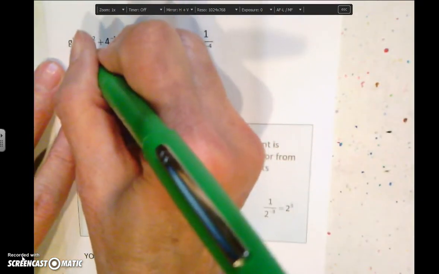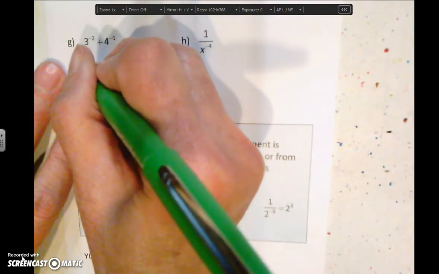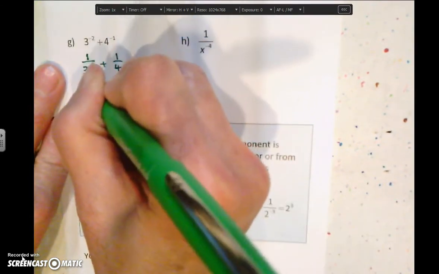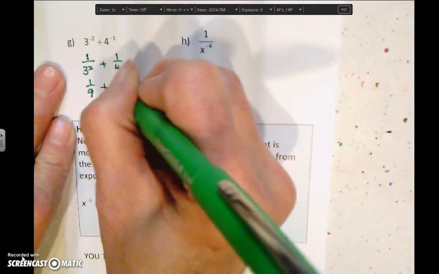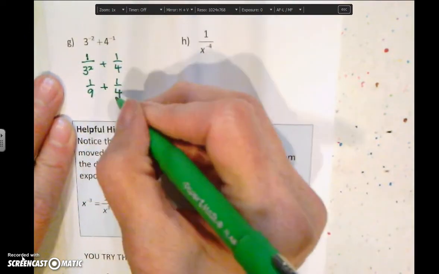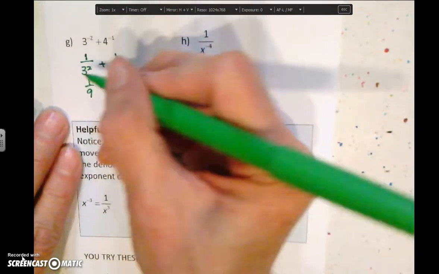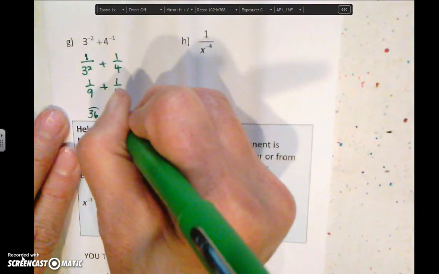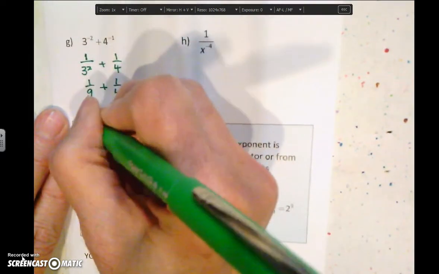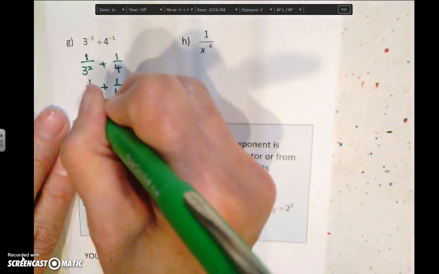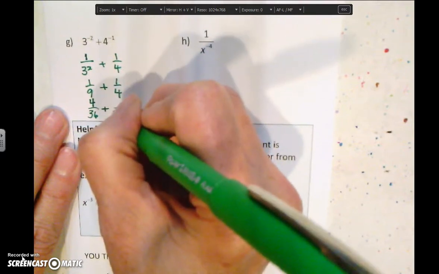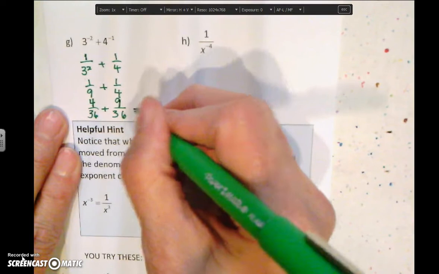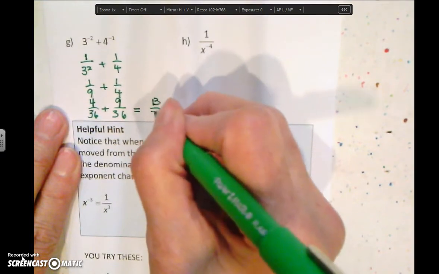For G, I have 3 to the -2 plus 4 to the -1. So I'm going to simplify this. So 1 over 3 squared plus 1 over 4. So this is 1 over 9 plus 1 over 4. I'm going to add it, so I need a common denominator of 36. So that's going to be 9 going to 36, 4 times 1 is 4. 4 going to 36 9 times. 9 times 1 is 9. And then I'm going to add it and get 13.